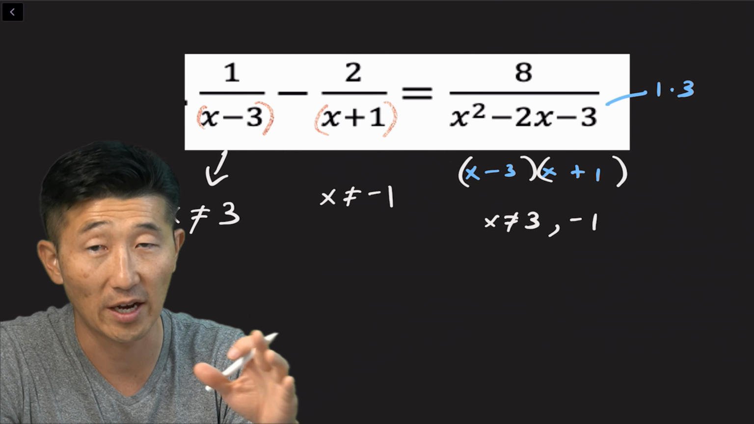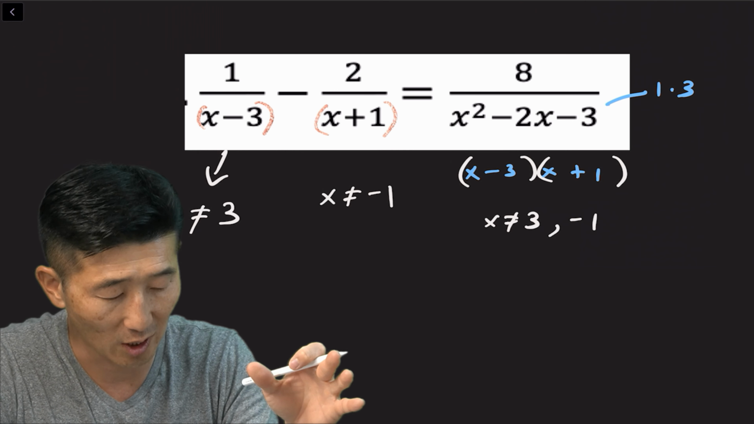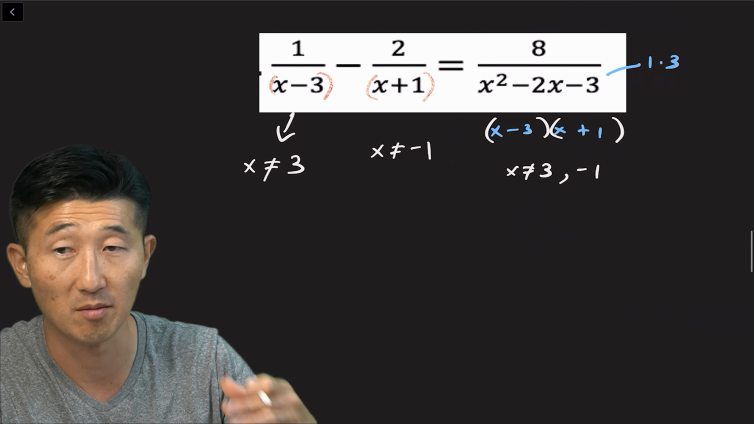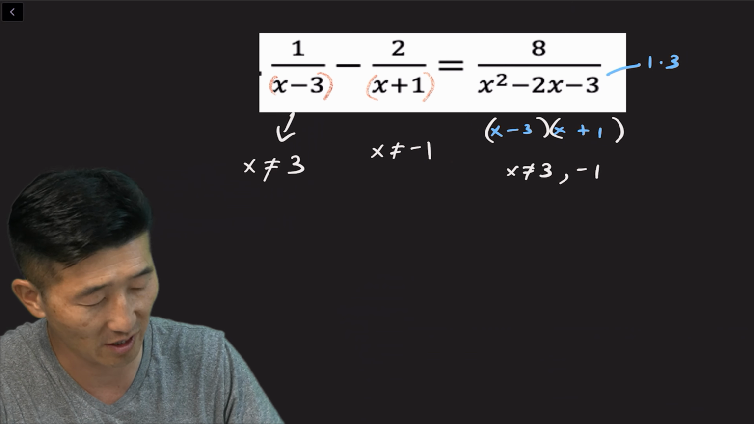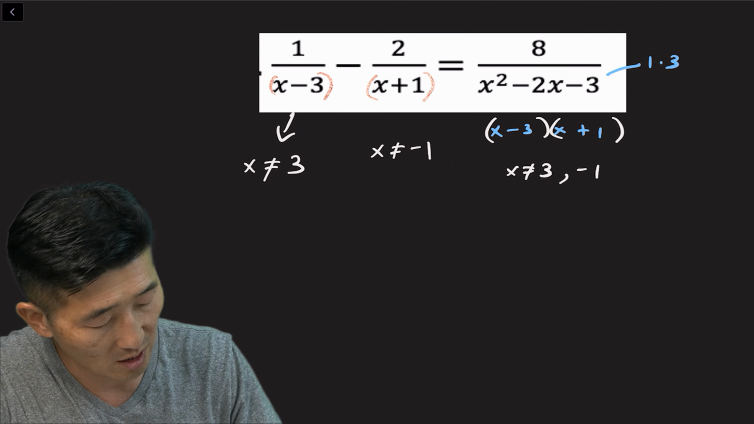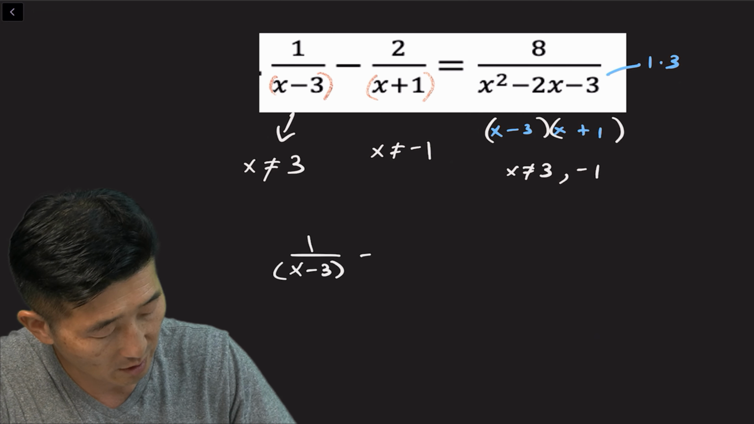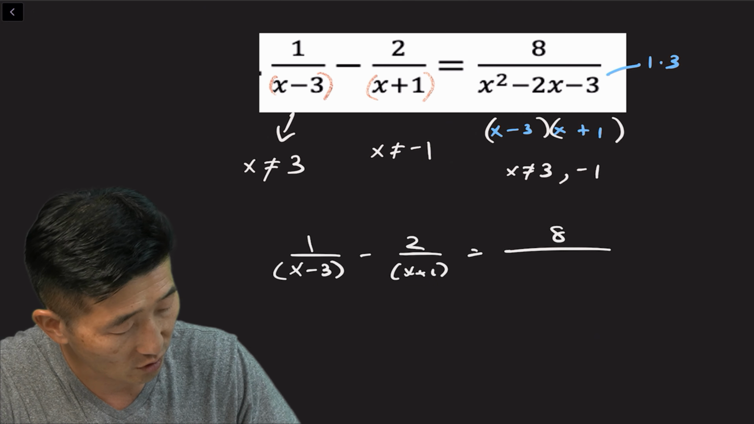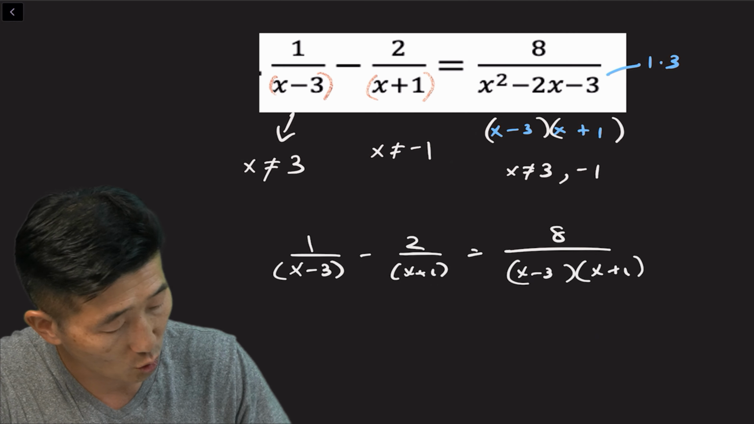But we're not going to write it out with common denominators. We're just going to find the common denominator and then multiply it all the way through, and bada bing, bada bang, all the denominators will somehow just vanish, right? Okay, so let's rewrite this. x minus 3 minus 2 over x plus 1 equals 8 over x minus 3 x plus 1.